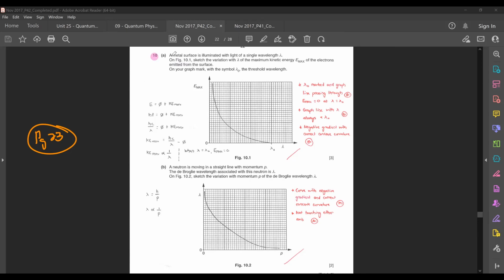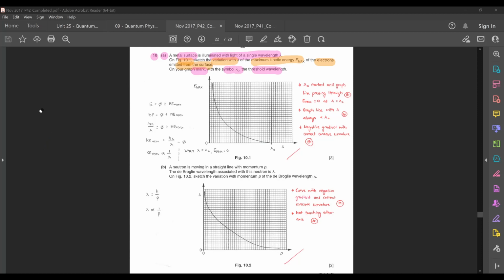Now, in this question, you have a metal surface that's illuminated with light of a single wavelength lambda. On the figure below, sketch the variation with lambda of the maximum kinetic energy Emax of the electrons emitted from the surface. On your graph, mark with the symbol lambda naught the threshold wavelength.